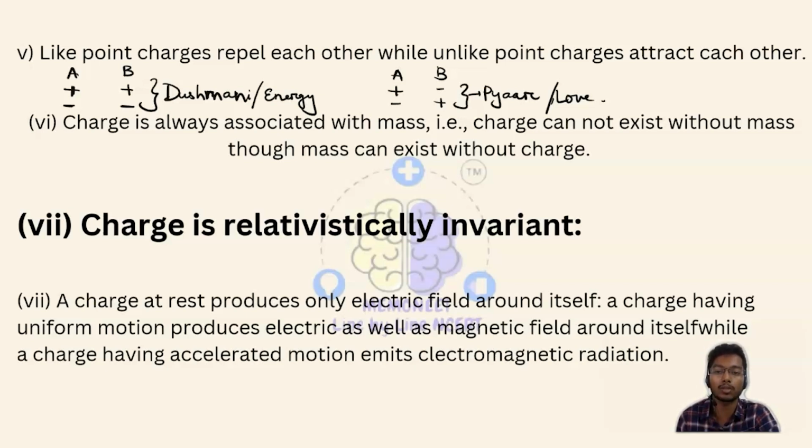Charge is always associated with mass. Charge cannot exist without mass, though mass can exist without charge. Let's say we have a photon here, and then we can have a neutrino. These have no charge and no relative mass.